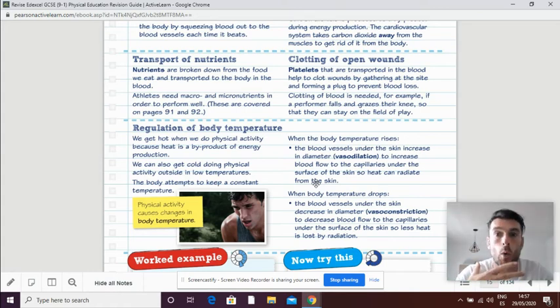What this does is it takes the blood to the extremities of our body, to the skin, for example, allowing the heat to escape. And that heat escaping controls our body temperature. So when we get hot, when we take part in sport, we go red for that reason, because we are letting the heat escape.